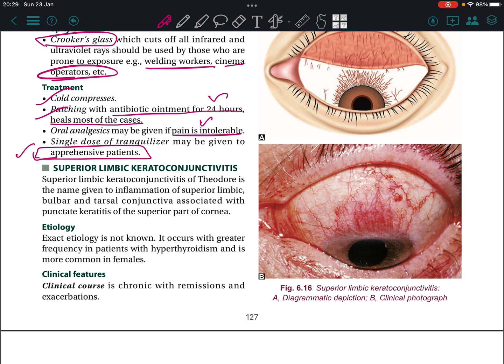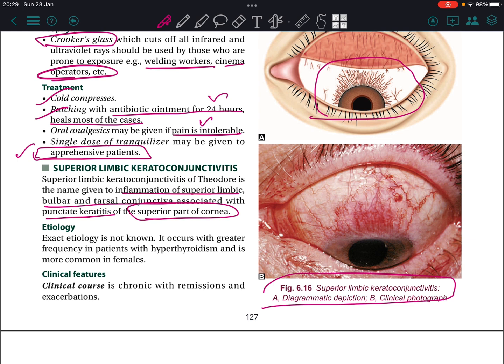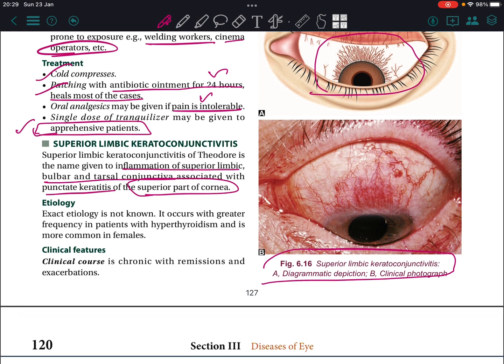Superior limbic keratoconjunctivitis. This one is superior limbic keratoconjunctivitis. See this radiating thing. It is a name given to inflammation of superior limbic bulbar and tarsal conjunctiva associated with punctate keratitis of the superior part of the cornea.